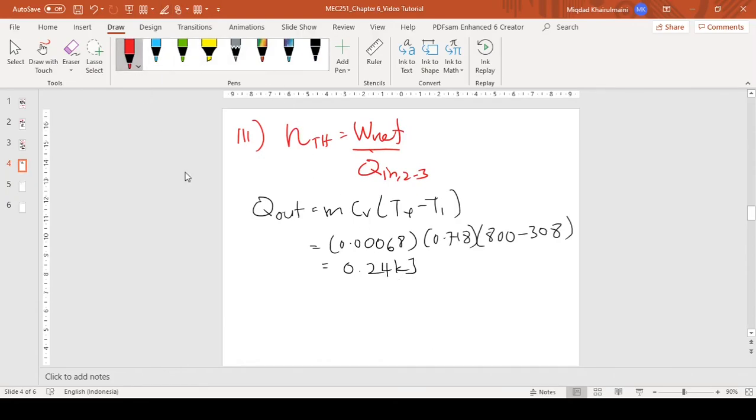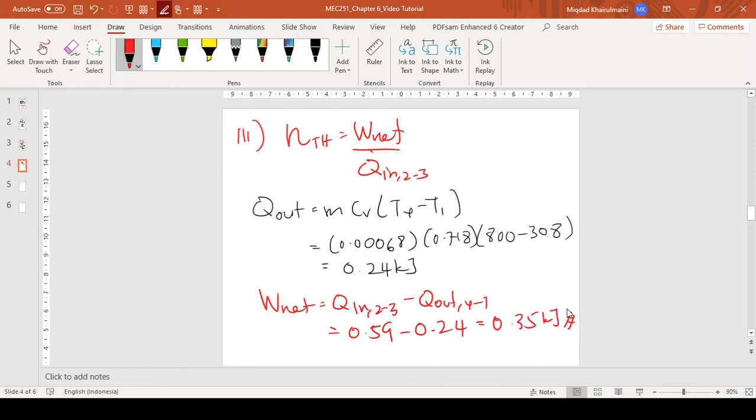For net work, it's simply the amount of heat added minus the amount of heat rejected. So 0.59 just now minus 0.24 will give us 0.35 kilojoules. Replacing the values back in the equation, 0.35 divided by 0.59, in ratio form, will give us 0.593, or 59.3%. So this is the answer.